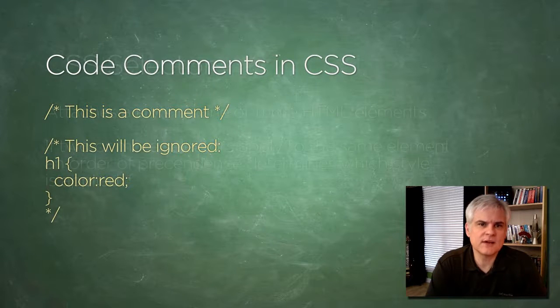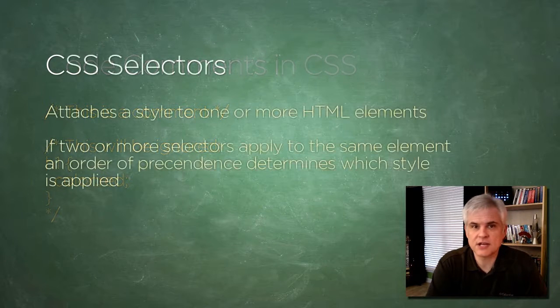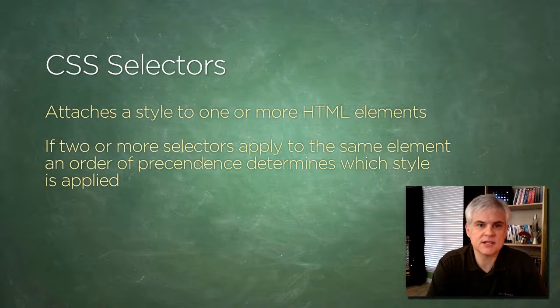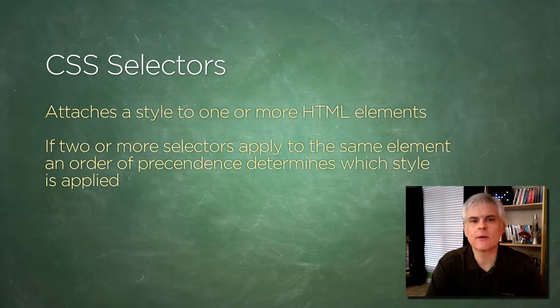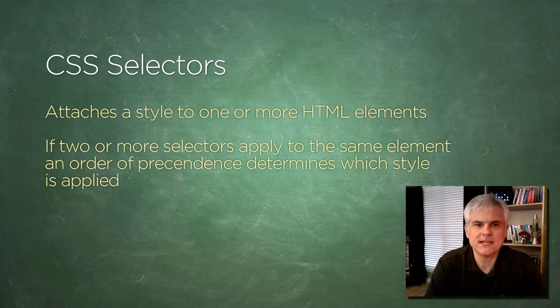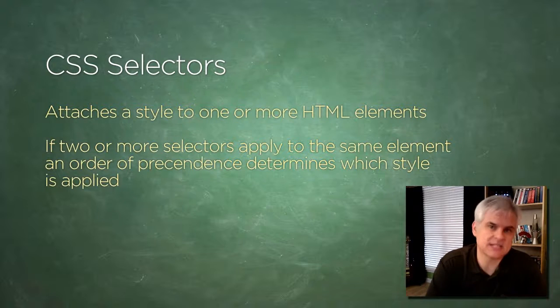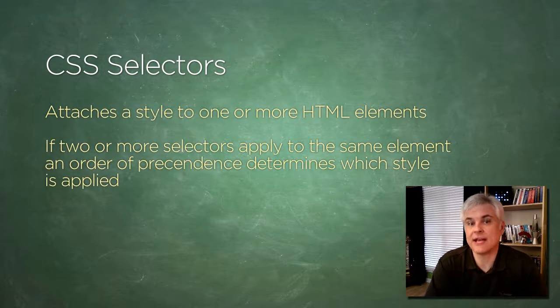Okay, so now let's move on to CSS selectors. If you recall from earlier, a CSS selector is how you attach a style to one or more HTML5 elements. Now we've already seen how tags like the H1 tag can be used as a CSS selector. However, there are many different CSS selectors available, and we'll look at those in just a moment. So in addition to using tags as a selector, the most common CSS selectors are classes and IDs.